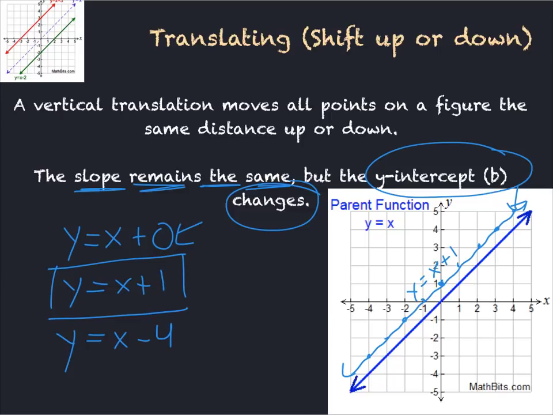What would that look like? Well, we're shifting it 4 spaces down. So now our y-intercept is going to start at -4, right? B is -4, but our slope is the same. So it's still rise 1, run 1, rise 1, run 1, rise 1, run 1. So all we're really doing here is just shifting the line down 4 spaces, but our slope still is exactly the same.